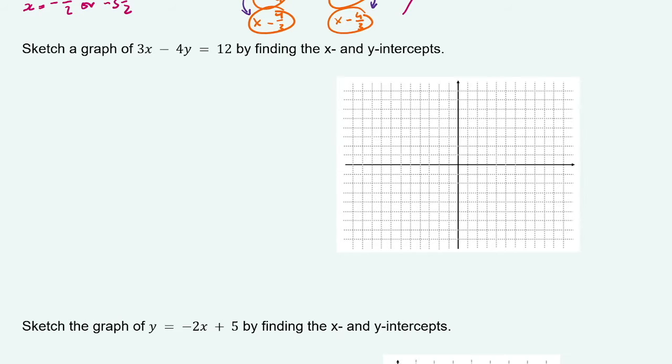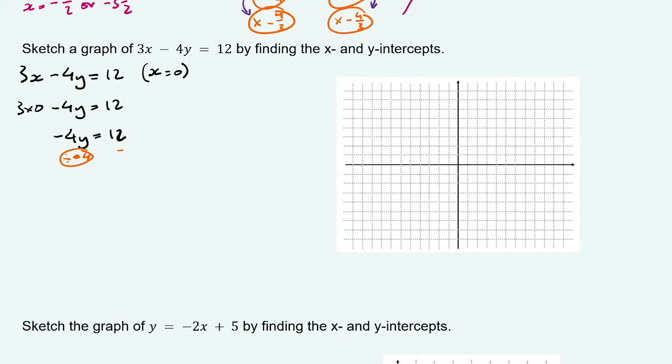So our first one here, 3x minus 4y equals 12. Well, if we substitute in x equals 0, we get 3 times 0 minus 4y equals 12. That's just 4y equals 12 because anything multiplied by 0 is 0. Then I need to divide by minus 4. Gives me y equals minus 3.